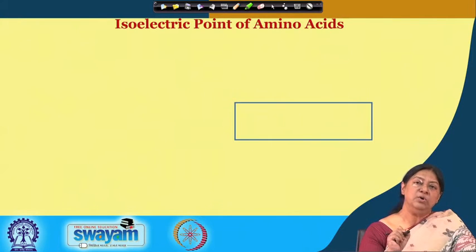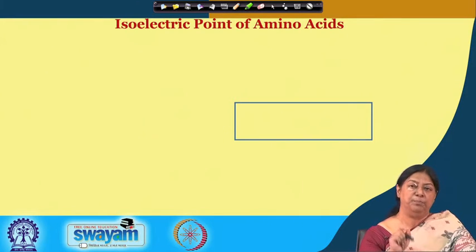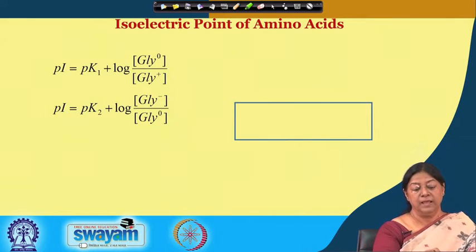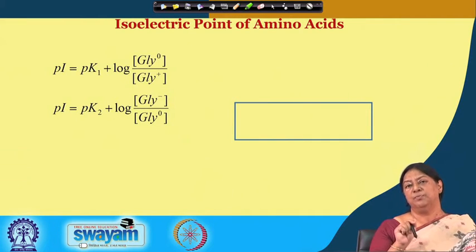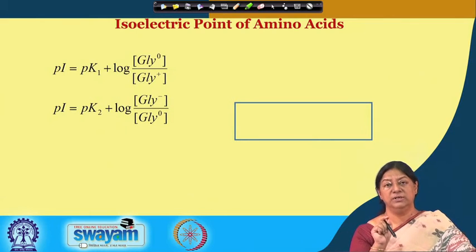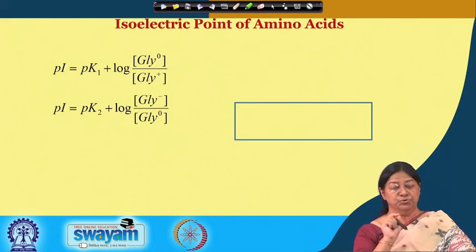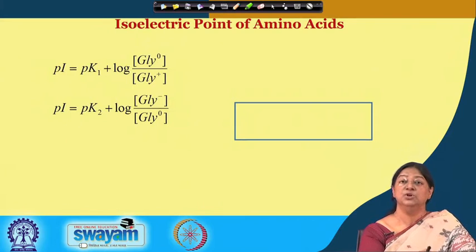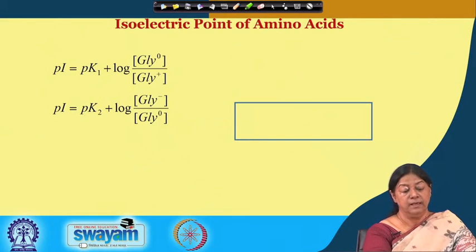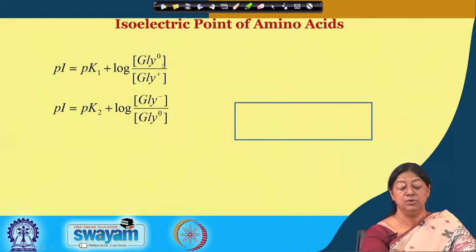In our next step, we look at what is called the isoelectric point of amino acids. What do we mean by an isoelectric point? At the isoelectric point, the charge on the amino acid is 0, it is neutral, which means that it does not move in an electric field. We found that this pI has to be equal to the pH, then pI is equal to pK1 plus log Gly 0 over Gly plus, when Gly plus was the acid and this was the conjugate base.